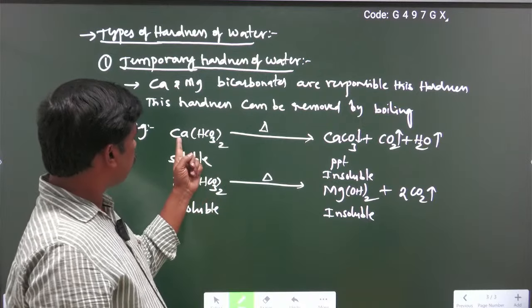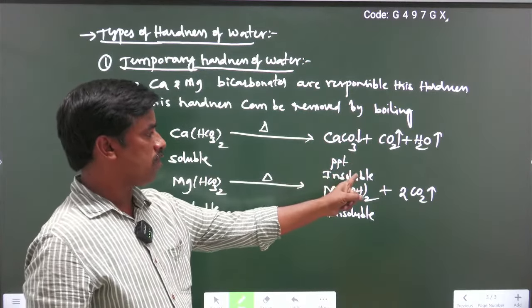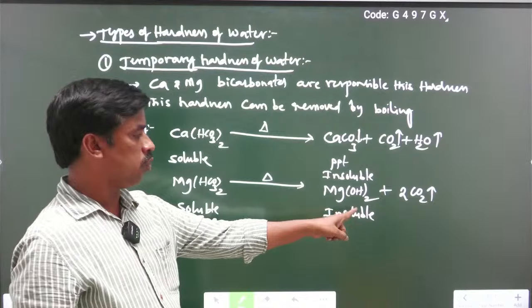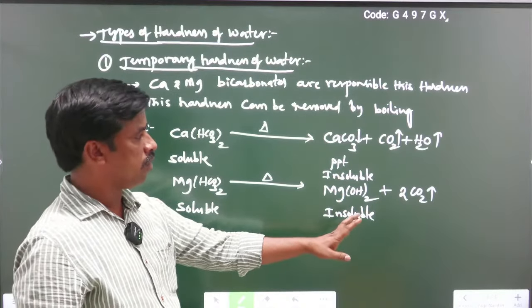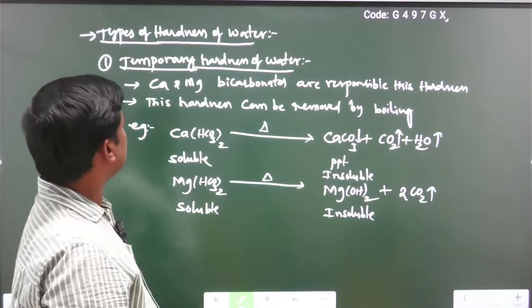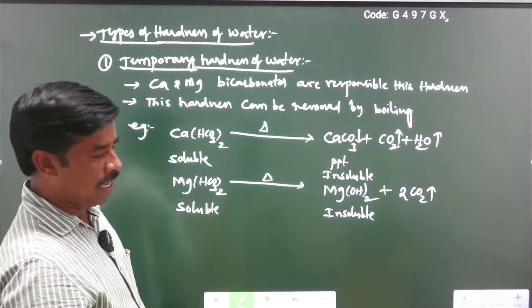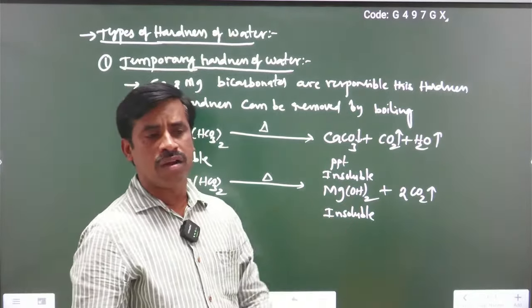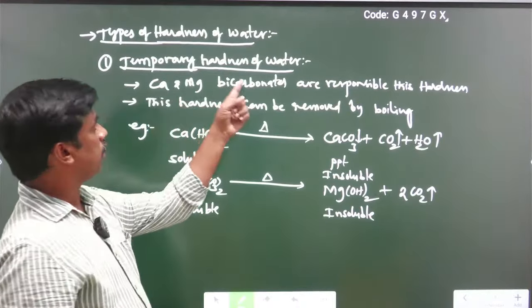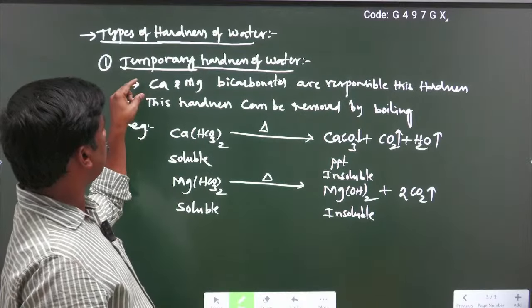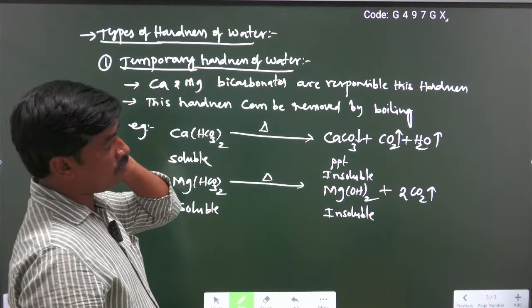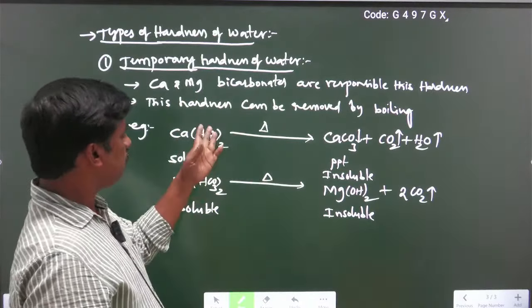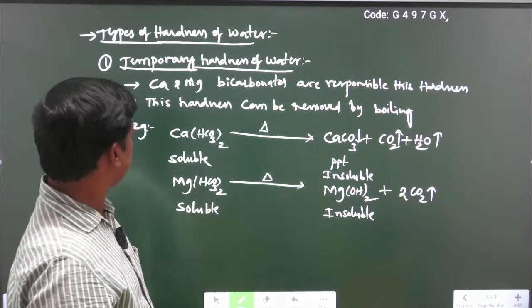On boiling, calcium bicarbonate converts into insoluble calcium carbonate, and magnesium bicarbonate converts into insoluble magnesium hydroxide. By these chemical reactions, temporary hardness can be removed by boiling. From an exam point of view, if asked what is temporary hardness, we need to write: calcium and magnesium bicarbonates are responsible for temporary hardness, which can be removed by boiling. These two chemical reactions we need to write in the examination.